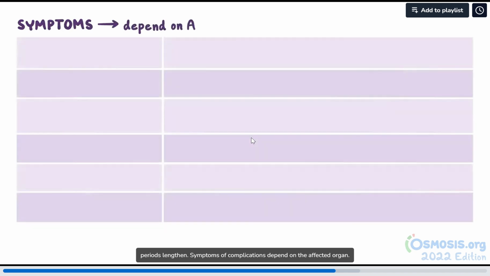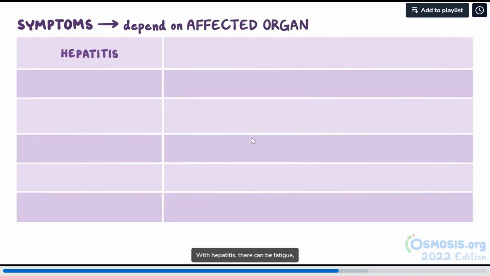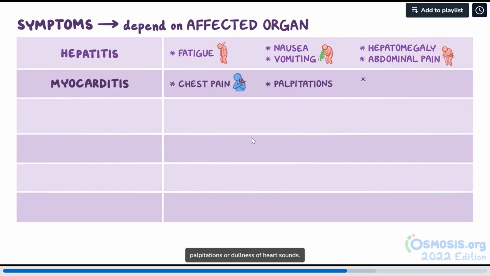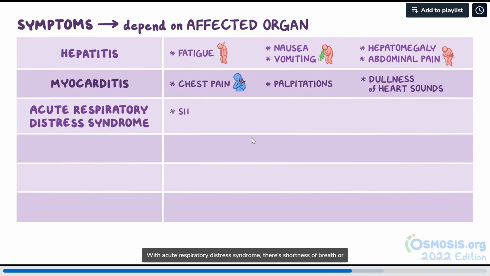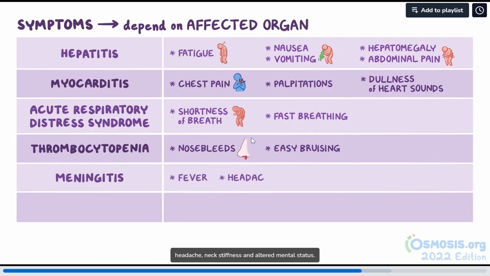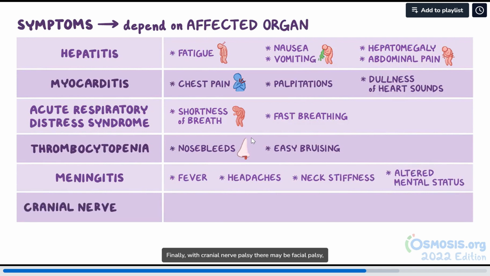Symptoms of complications depend on the affected organ. With hepatitis, there can be fatigue, nausea, vomiting, hepatomegaly, and abdominal pain. Symptoms of myocarditis include chest pain, palpitations, or dullness of heart sounds. With acute respiratory distress syndrome, there's shortness of breath or fast breathing. Thrombocytopenia may cause nosebleeds as well as easy bruising. Symptoms of meningitis include fever, headache, neck stiffness, and altered mental status. Finally, with cranial nerve palsy, there may be facial palsy, or loss of movement in the face muscles.